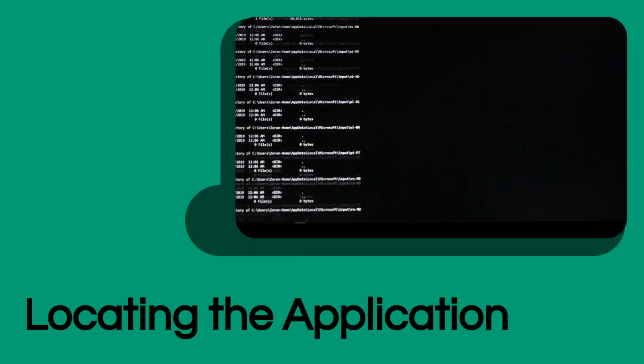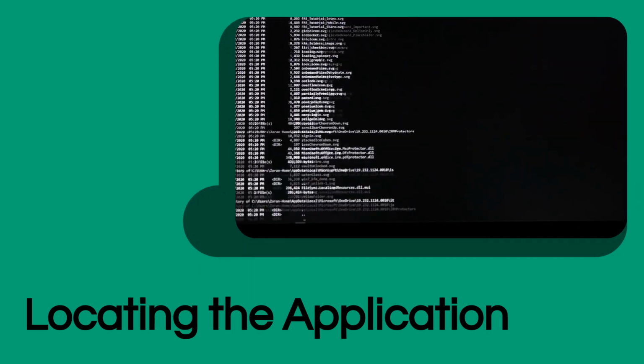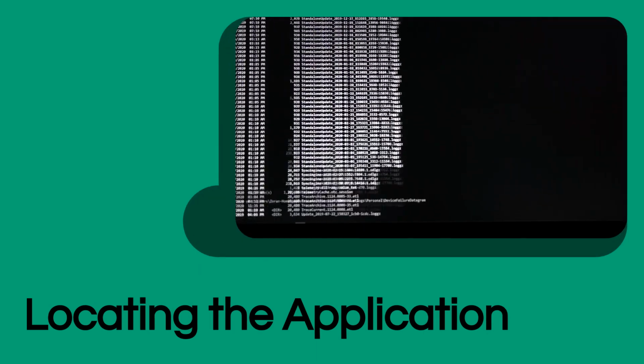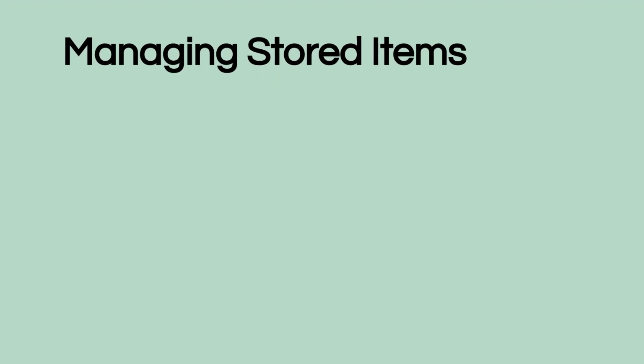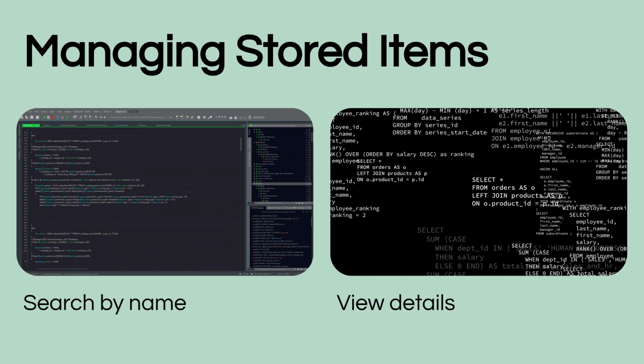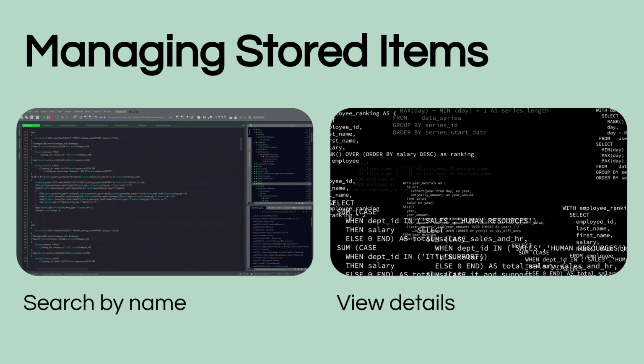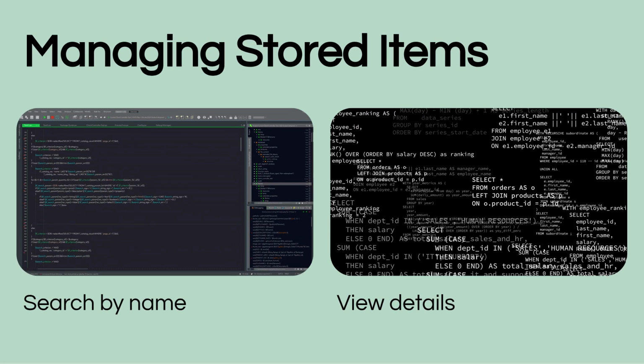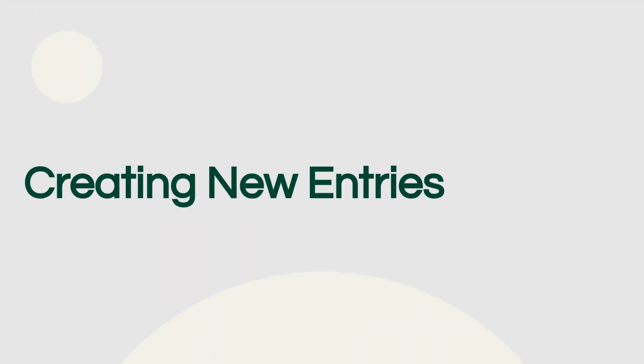To start, simply search for Keychain Access in Spotlight or find it in the Utilities folder within your applications. Once open, you can easily search for and manage stored items, including viewing passwords and security details. Now let's cover how you can create and manage new entries within the keychain.